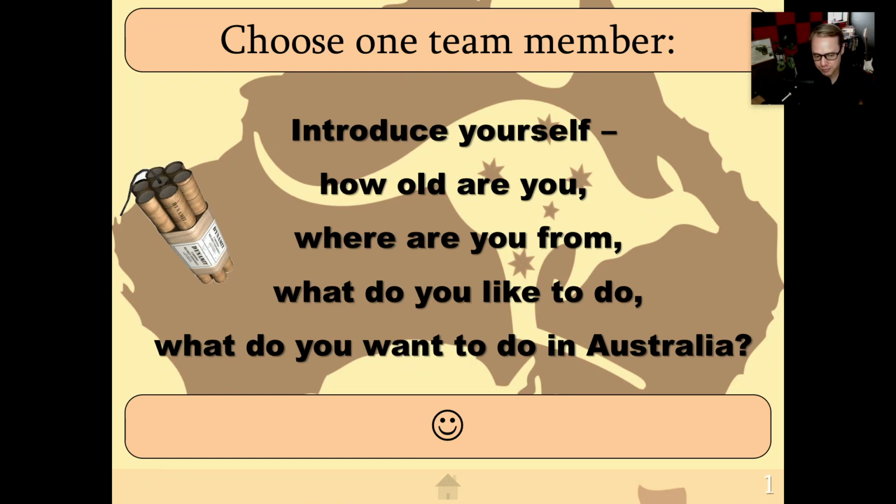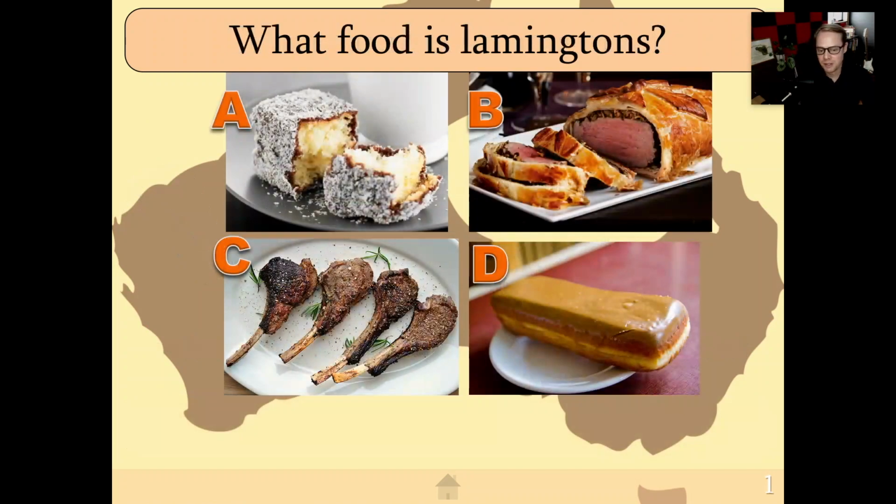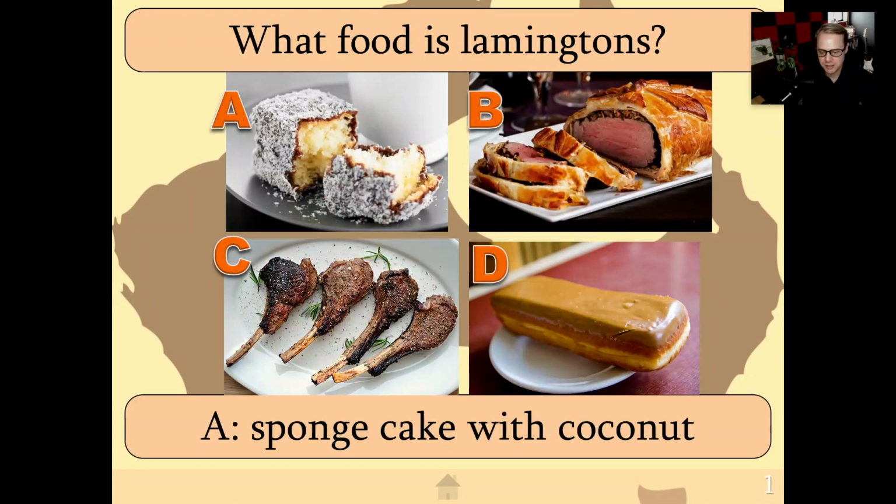So if we remember the dynamite, that means that they would take all of the points away from another team in the classroom right here. So they would choose maybe a team 1 or 2 that had all the points, and that would drop them down to 0. Okay, what food is Lamington's right here? That's sponge cake. So this is a point value.